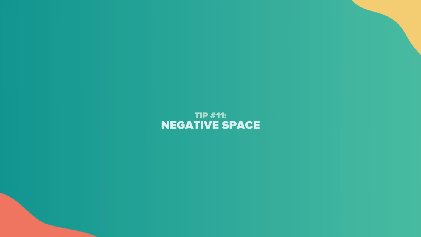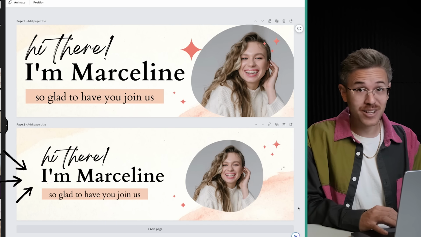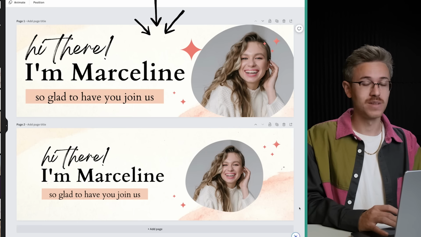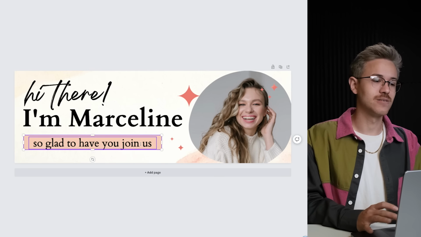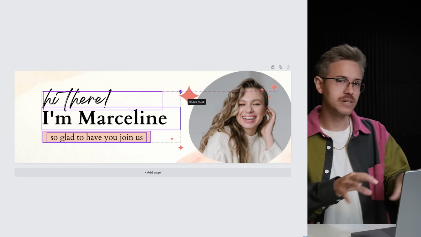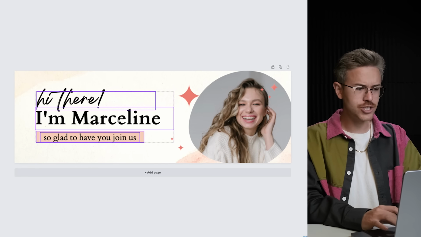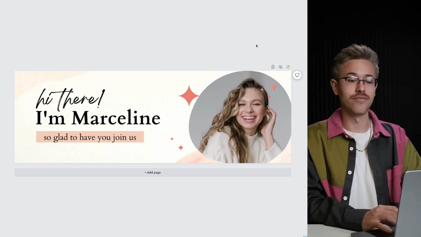Tip number 11, negative space. Do you know why this design looks a heck of a lot better than this design? Well, it's all about negative space. Great design allows the audience to breathe. You shouldn't just cram all of your elements into every square inch of your design. Make sure your design has large enough sections that are empty to create a sense of order.